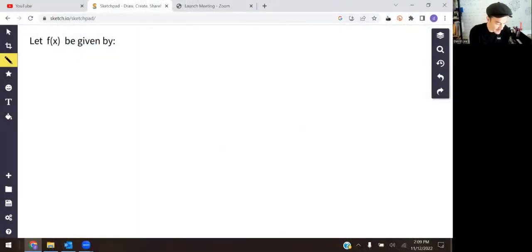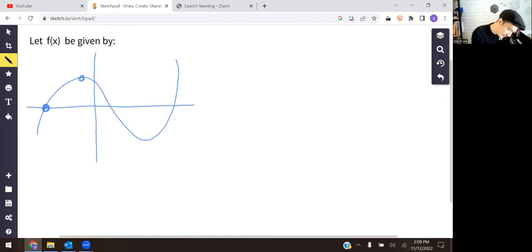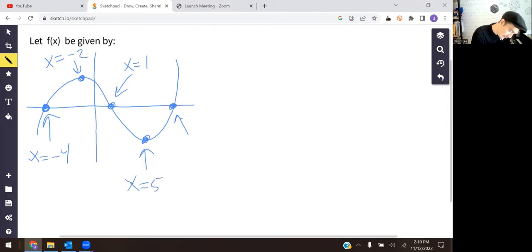Let f of x be given by this model here. Let's put a point there, there, and also here. Okay, so what if we go like that, let's go like this, let's go like that. And let's say this is x equals -4, -2, let's go with 1, 5, and let's say 13.